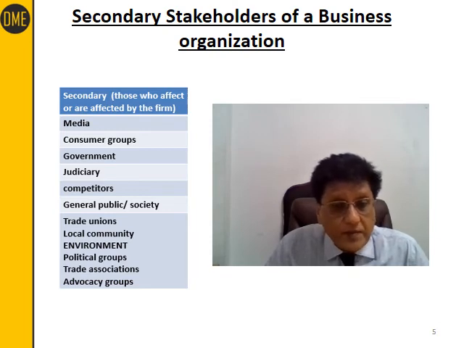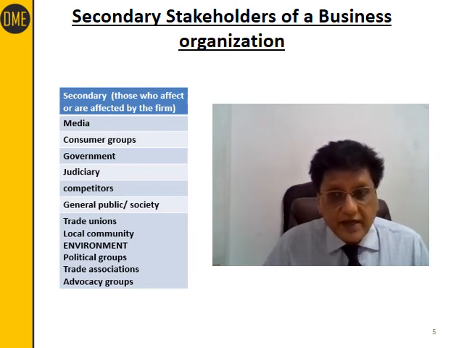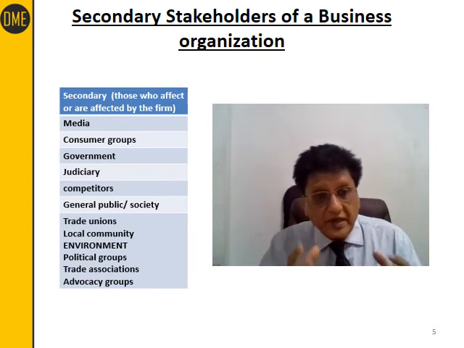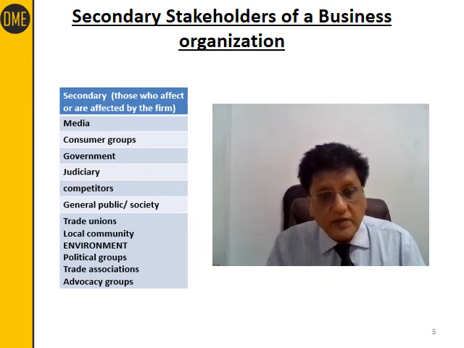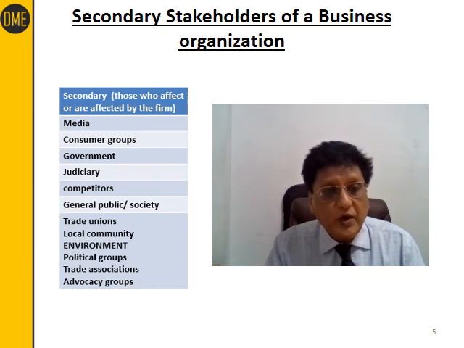There are many other stakeholders like trade unions, local community, the environment rules as such, political groups, trade associations, advocacy groups, which are also secondary stakeholders of a business organization. I would like to mention one thing here, that this compartmentalization is not a watertight thing. It is possible that any one organ can become most potent, most vocal and most impactful at a particular point in time.